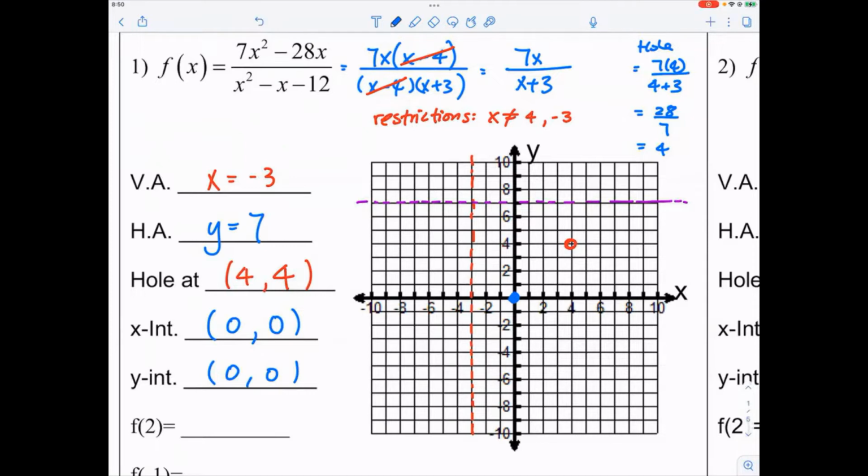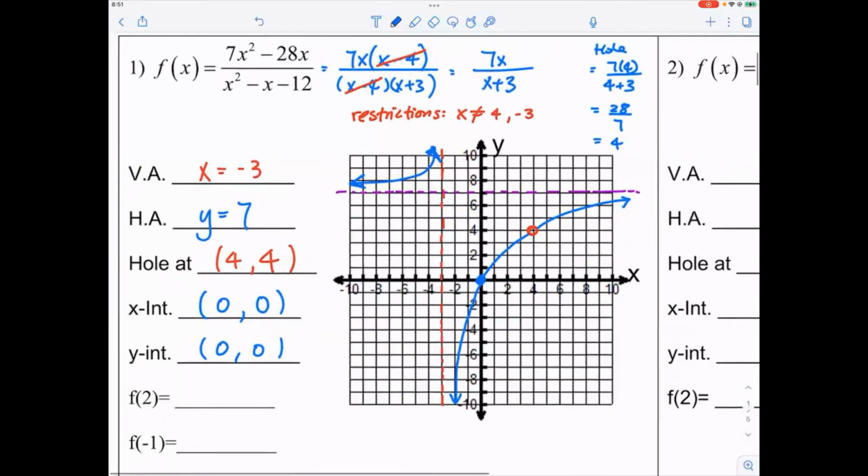Okay. So based on these features, we can now make a graph, at least for the right-hand side of the graph. So we can draw this. All right. And since there's no square of any kind in the denominator, the graph would be in the diagonal quadrants. Okay, so that's how we will finish our first graph.